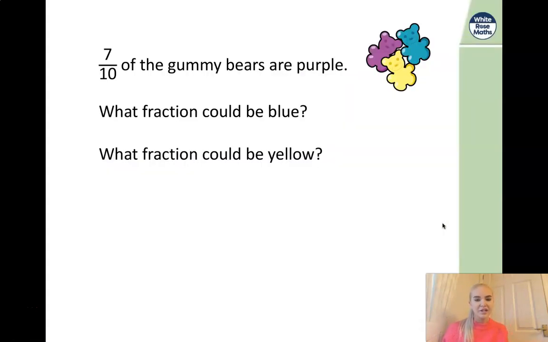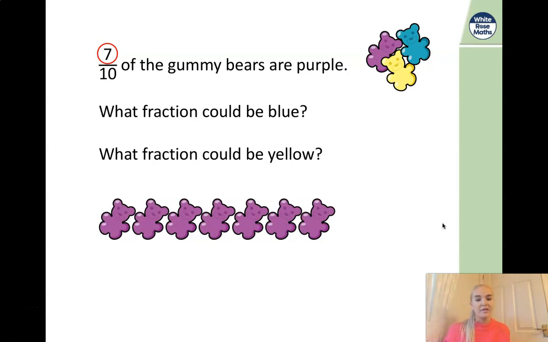Okay, our next question is 7/10. 7 out of 10 of the gummy bears are purple. What fraction could be blue and what fraction could be yellow? Pause the video and have a think. Okay, well, if we know that we can put our 7 out of the 10 gummy bears here, how many more gummy bears do we need to make 10/10? That's right, we need 3 gummy bears to make it 10/10.